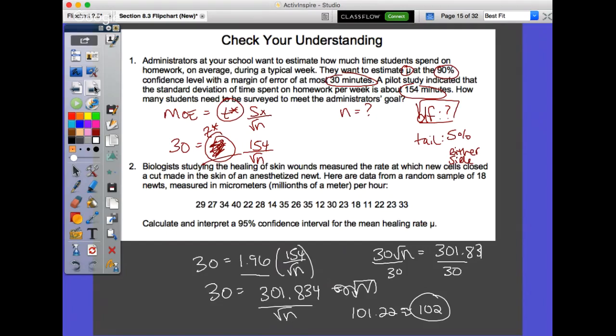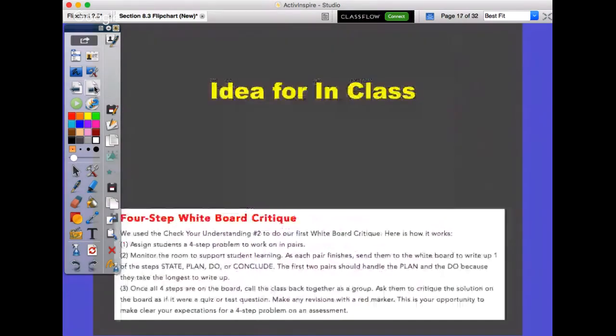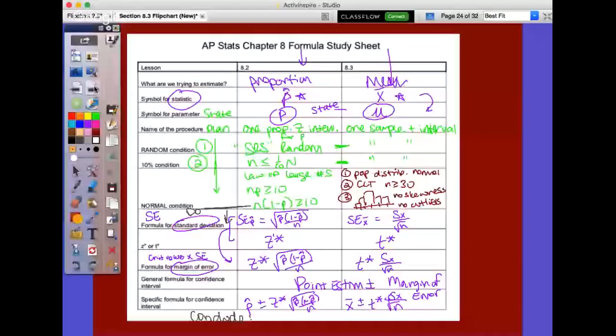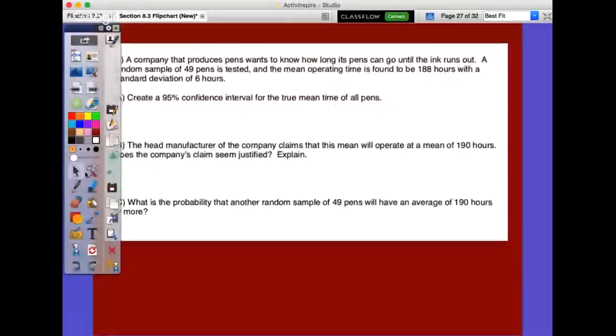Michael had the first question related to the study guide. And again, you're probably thinking, Coach, come on, get to my question. I will for sure, but right here, it's a good one. It says a company produces pens. How long will the ink last? A sample of 49 pens, so n equals 49. The mean is 188 hours for those pens, so x bar is 188. The standard deviation of the sample is 6 hours. Create a confidence interval.